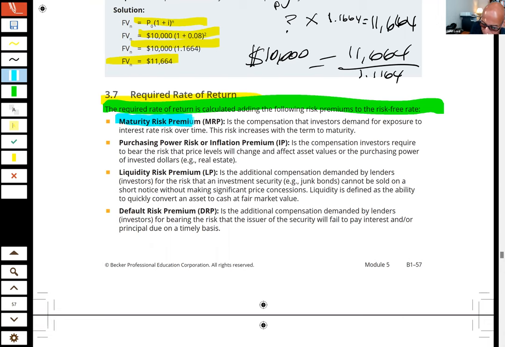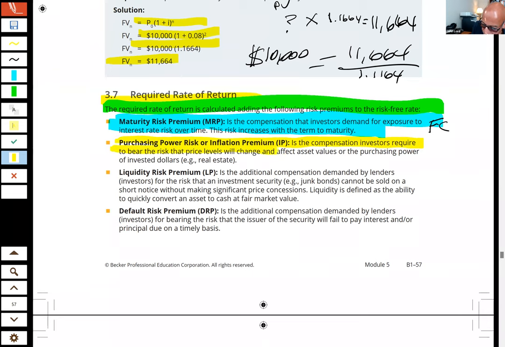So maturity risk is the compensation investors demand for exposure to interest rate risk over time. The risk increases with the term to maturity. So go ahead and flashcard that. That's why if you're doing a mortgage and it's, say, a 7-year fixed, you're going to get a better interest rate than if you were doing, say, a 30-year fixed, because of the amount of time associated with that longer period.